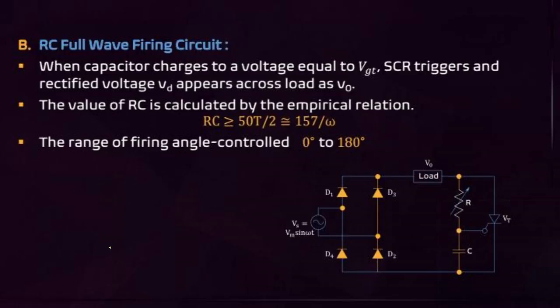Then the RC full wave firing circuit. For the RC full wave firing circuit, what is the empirical relation? This empirical relation is important. The range of firing angle is also 0 to 180 degrees. For the full wave RC circuit, it is 0 to 180 degree control.